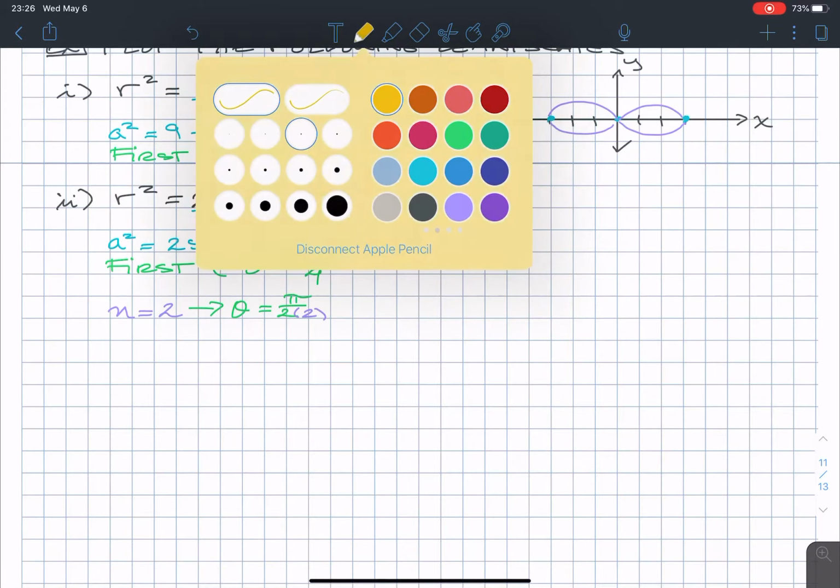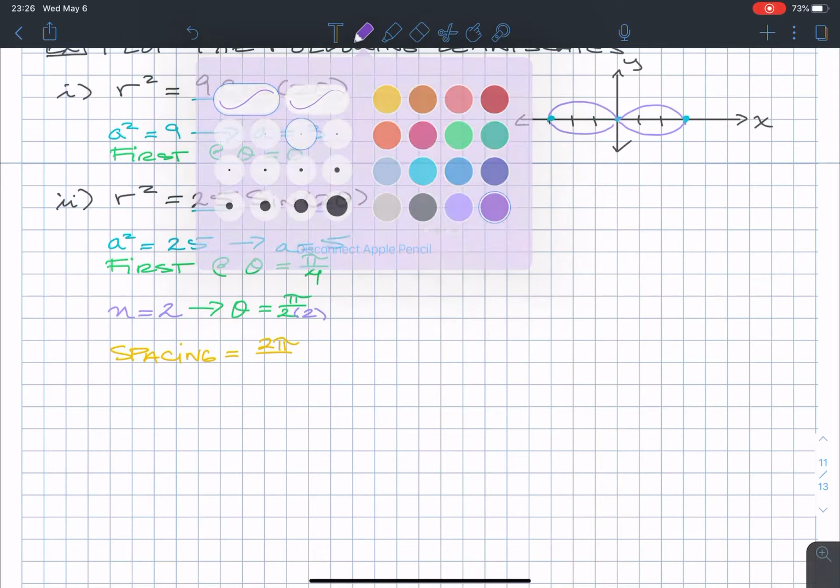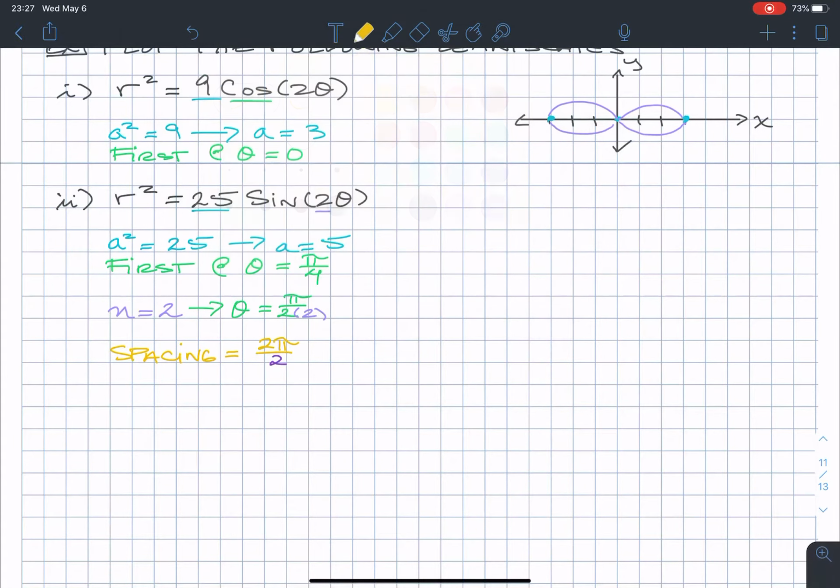And the spacing, let me just reiterate, is 2 pi divided by 2, which is just pi, so 180 degrees apart. Okay, so now we need to draw 5 concentric circles. Let's see if I can do this one, hopefully. So let's see if I can paste the other. Yes, I can paste the circle, good.